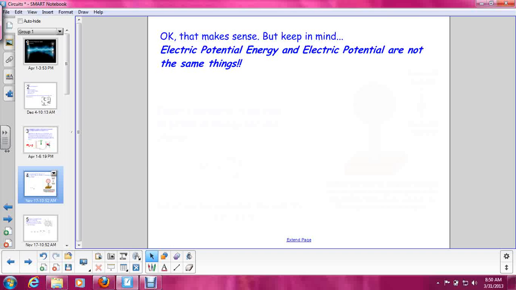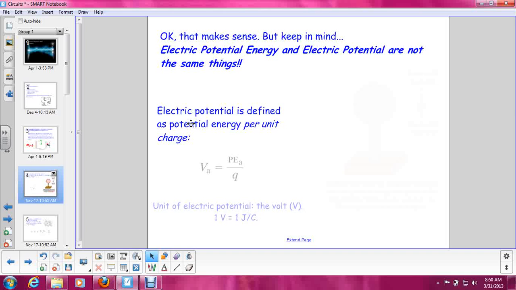Now, electric potential energy and electric potential are not quite the same thing. They are related, but they are not the same thing. Electric potential is the potential energy per unit charge. So it not only depends on how far away from the negative terminal or the negative charge it is, it also depends on how much charge it itself has. This is kind of confusing, but I'm going to show you a picture in a second that will hopefully clarify a little.